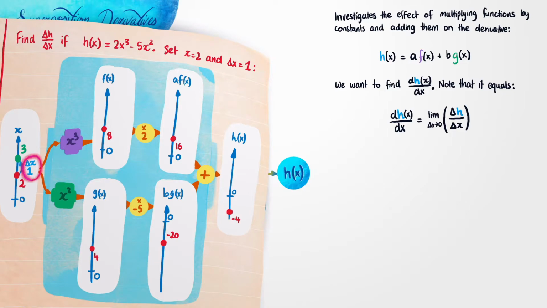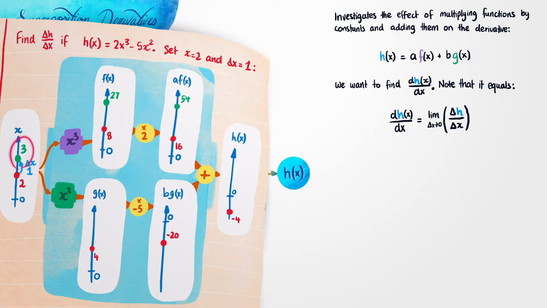Now, because change in x is equal to 1, we've just moved from 2 up to 3. Now, just like we track the number 2 through the whole machine, we'd also like to see how 3 tracks through the whole machine as well. So let's start by actually cubing 3. If we cube 3, we get 27. And now, 27 times 2 is just 54.